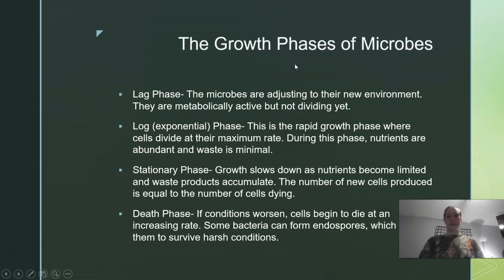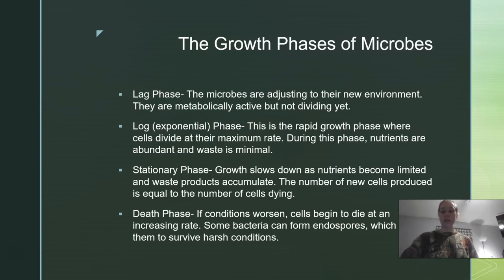All right, so let's talk about the growth phases of microbes. The first phase is the lag phase. That's where the microbes are adjusting to their new environment. They are metabolically active, but they are not dividing yet. The log or exponential phase is the rapid growth phase where cells divide at their maximum rate. During this phase, nutrients are abundant and waste is minimal.